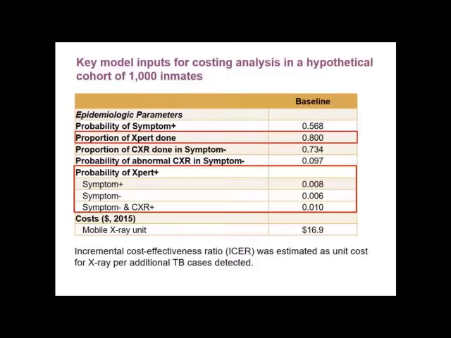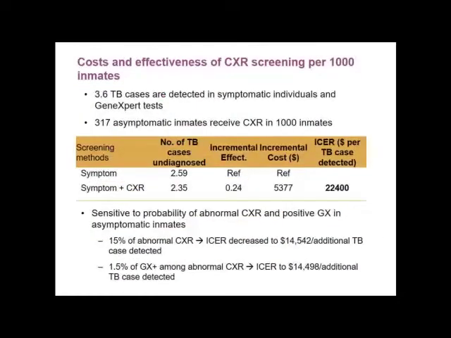Then we estimated the unit cost for X-ray per additional TB case detected. So in a hypothetical 1,000 inmates, 3 TB cases would have been detected in symptomatic individuals based on GeneXpert test. 317 asymptomatic and eligible inmates received chest X-ray, and this table shows the number of TB cases that would have been undiagnosed under each screening method. Using symptom screening only, 2.6 TB cases would have been undiagnosed, but with symptom and X-ray screening, 2.35 cases would be undiagnosed in 1,000 inmates.